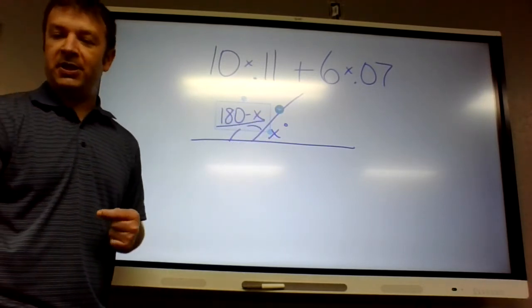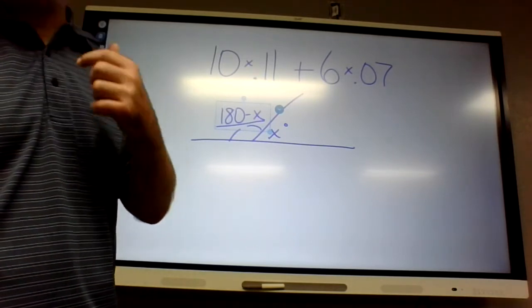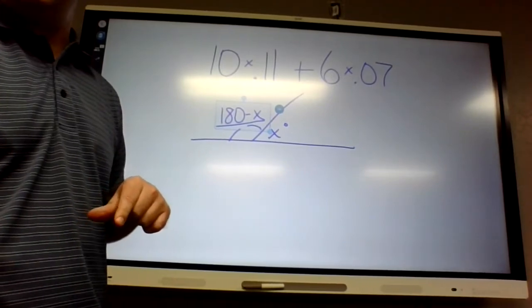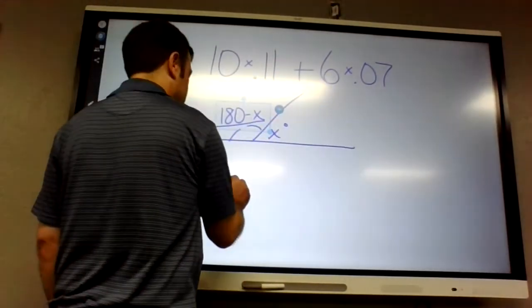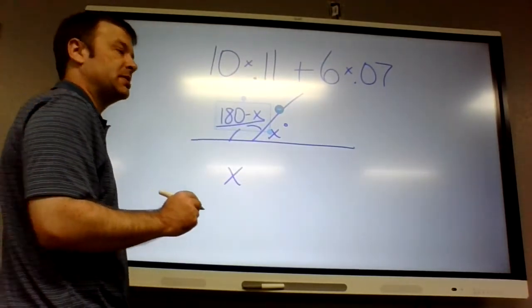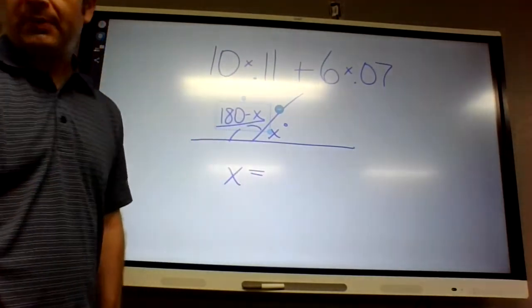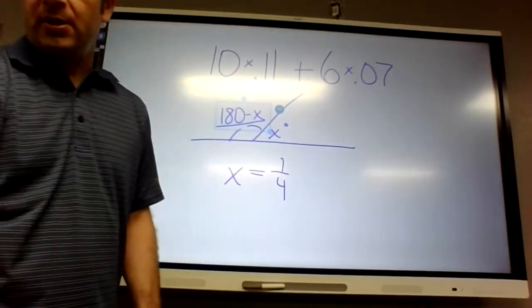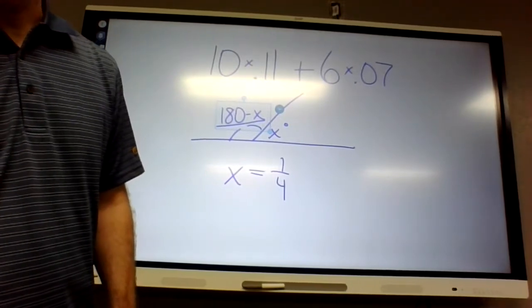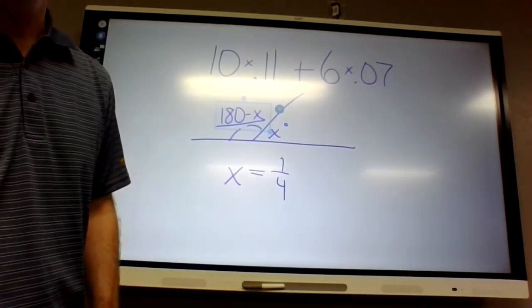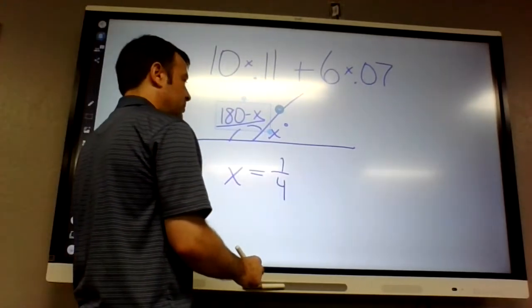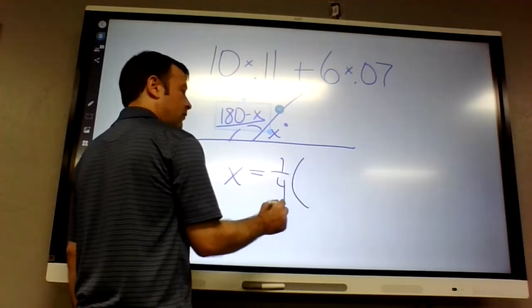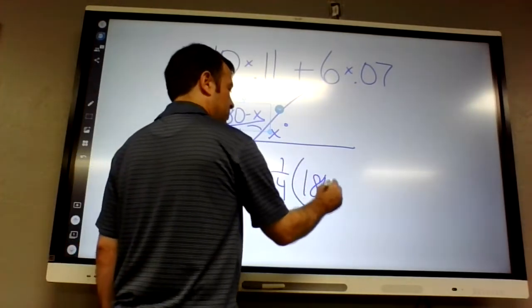Okay, let's read the problem again. Number 8 says the measure of an angle. So what do we put for that? X. What does is mean? Equals. 1/4. You guys know what 1/4 is, so let's write that in there. 1/4 the measure of. What does of mean? Times. The supplement. What are we using for supplement? This thing. So I want to do 1/4 times that, so I'm going to put all that in parentheses.